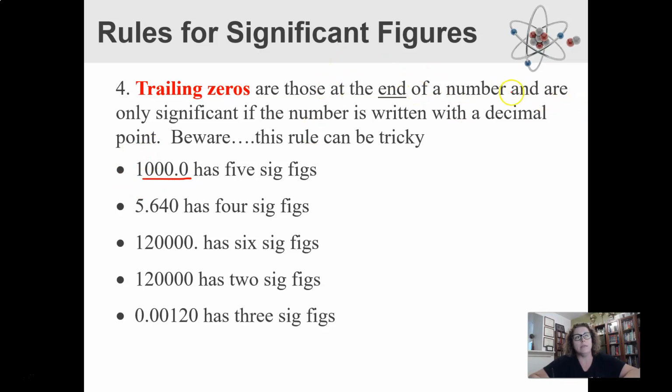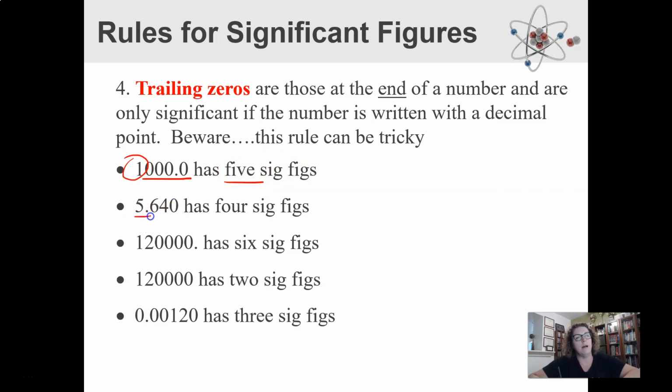Those zeros are only significant if they're zeros at the end of a number, and I see my number 1 right there, and it's written after that decimal place. Okay, so I see the 1 and all the zeros after the 1 with the decimal. Every single one of those counts. So I see 5 significant figures.